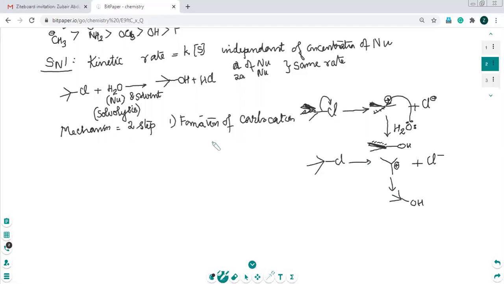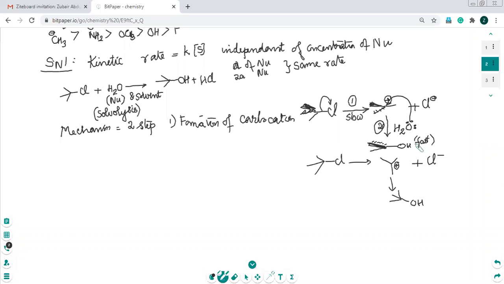That we'll see. Now let us look at the geometry of this. See here. When you measure the kinetics of the reaction, this is step number 1 and this is step number 2. Step number 1 is a slow step. Step number 2 is fast. How do you know this?